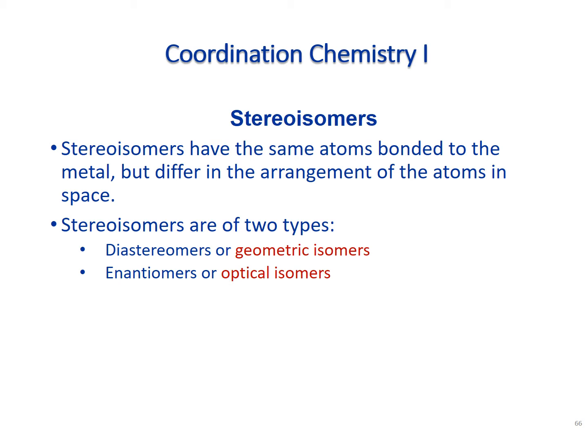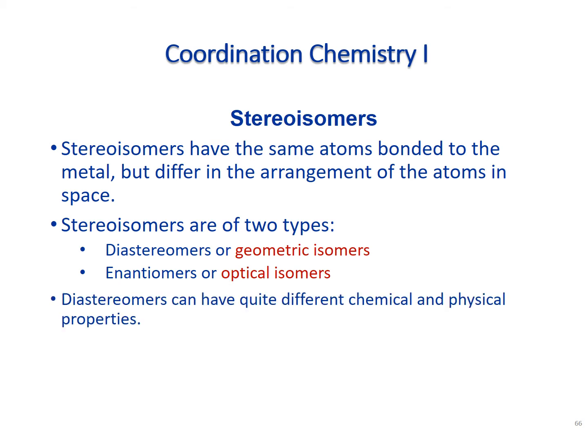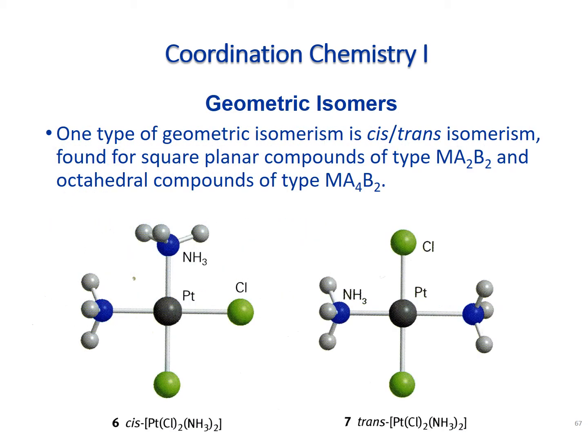Diastereomers are also called geometric isomers, and that may be a more common term when it comes to coordination complexes. And enantiomers are optical isomers. So we'll talk about geometric and optical isomers. Diastereomers, just like in organic chemistry, can have very different chemical and physical properties. So here are some geometric isomers.